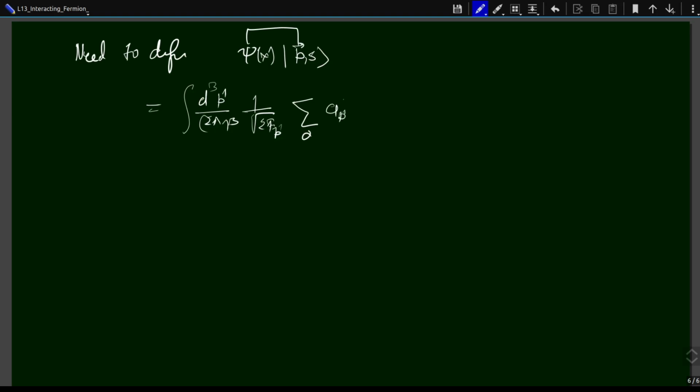P prime alpha, u alpha P prime exponential minus i P prime dot x. This is acting on what is P S, up to a factor. Well, that factor also, let me write E P, A P S dagger. Okay, so this is what it comes out to be.